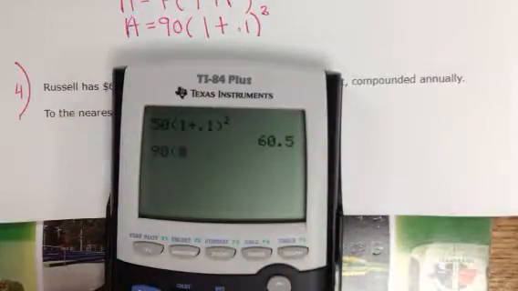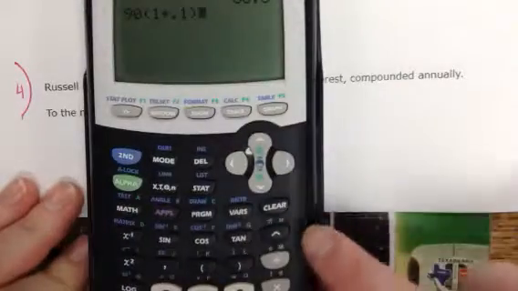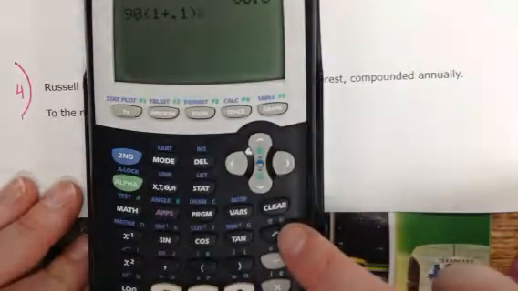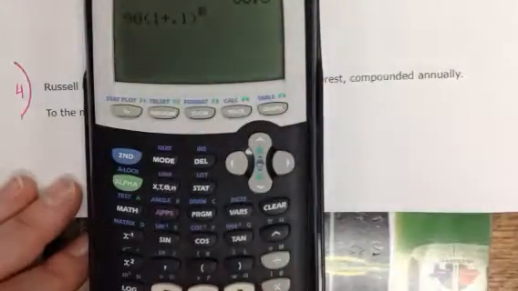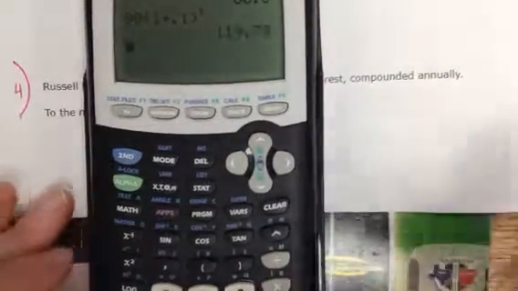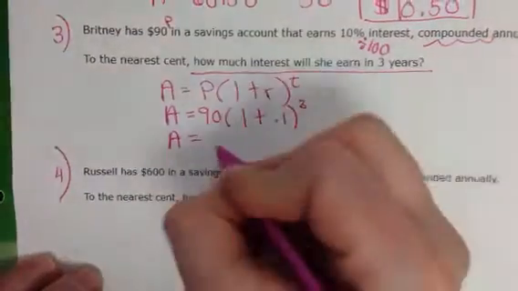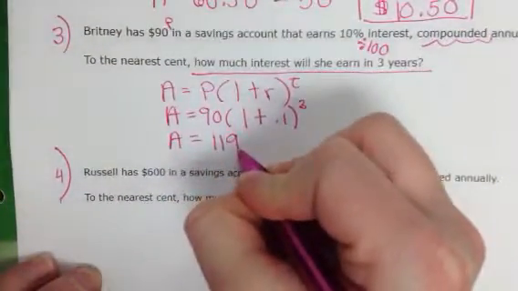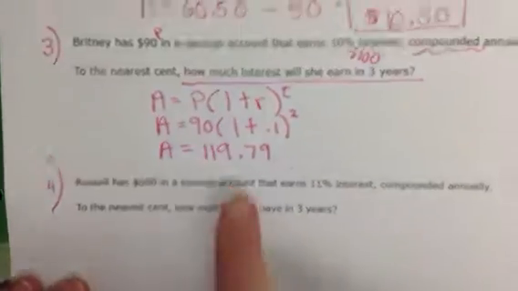90, open, 1 plus 1/10. Close it. Now to do your exponent of a 3, I need to use this one over here, the caret key that's under clear. So it will jump up into the exponent spot. Type in your 3, enter. Okay, it told me her ending amount was $119.79. I have to see if it answers the question.